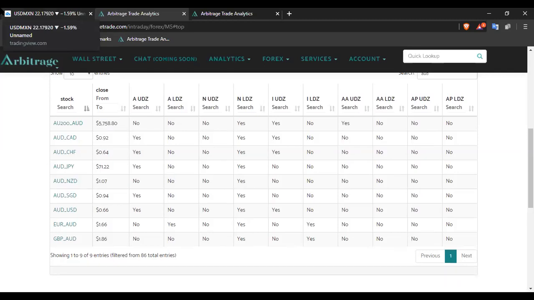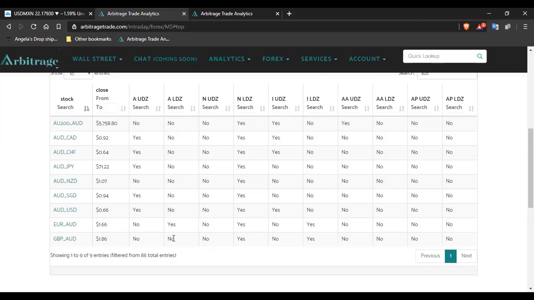So it looks like a lot of the Australian pairs are at the upper danger zone on the 5-minute time frame. Euro AUD, lower danger zone, because it's the opposite of all the other AUD pairs. So, EA, 5 minutes apocalypse time frame. Okay.